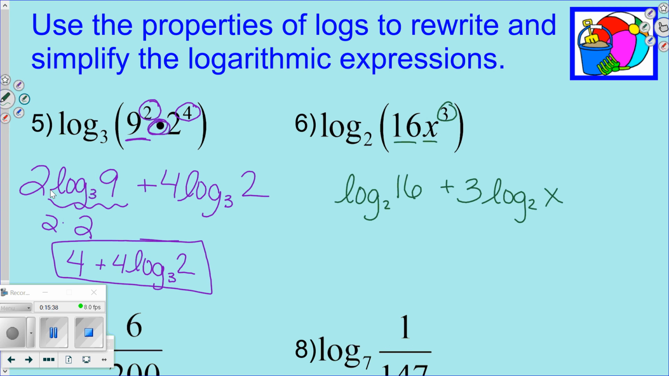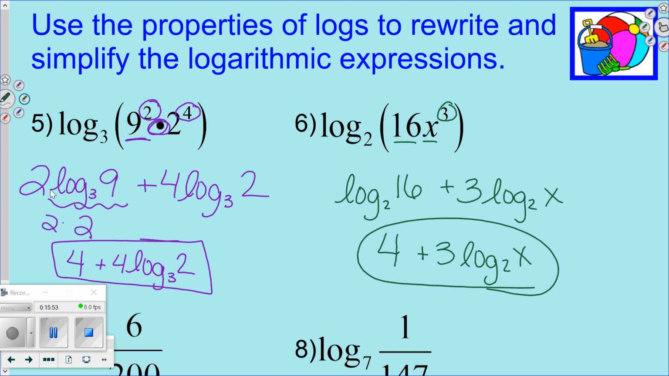Then this one doesn't have any variables to it. Can I loopy swoopy this one? 2 to what power equals 16? That's 4. And this one has a variable, which means I can't loopy swoopy anything, so that one's going to stay there. And we are done.